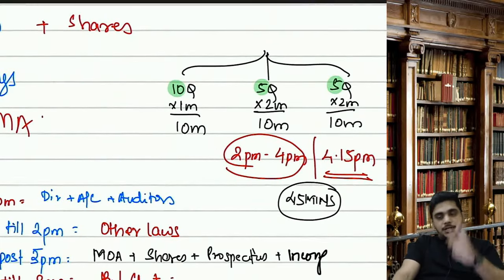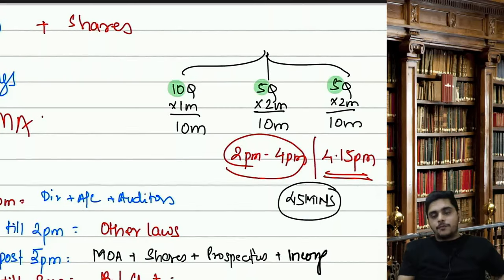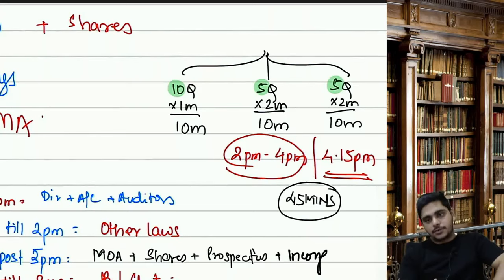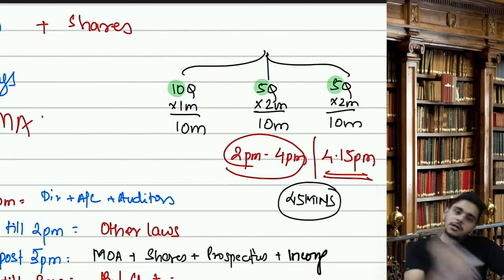Now, when the paper comes, at 1:45 you will get the question paper. You will not get the answer sheet. The answer sheet will come at 2 o'clock. At 1:45, you decide. The MCQ paper will not be given, only the descriptive paper would be given. So you first decide what questions you want to attempt. Question number 1 is going to be the toughest question.